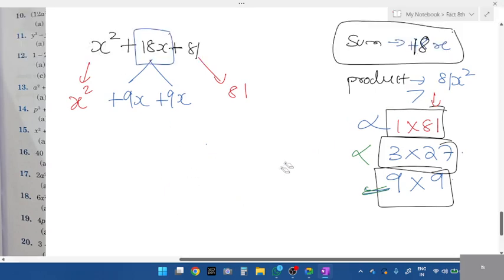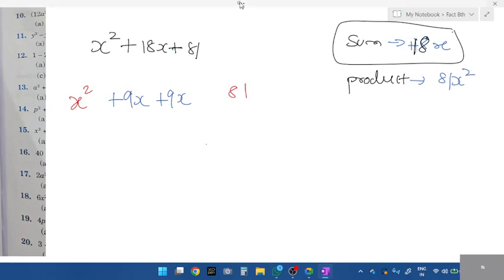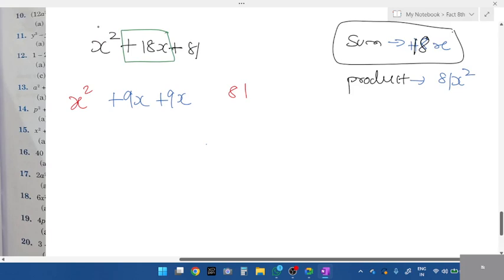Whenever there are three terms and nothing is common, take the middle value. That will be the sum. You should write it like this, including the sign. Plus 18x is the sum. Multiply the first and last. 81 into x square is 81x square. Ignore x and x square, just take the numbers, 81. Find all the factors of 81. 1 into 81, then 3 into 27, 9 into 9. That is the second step.